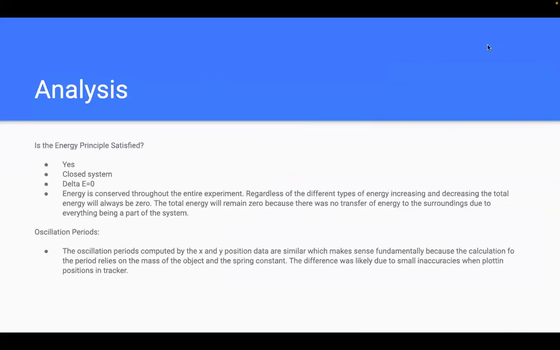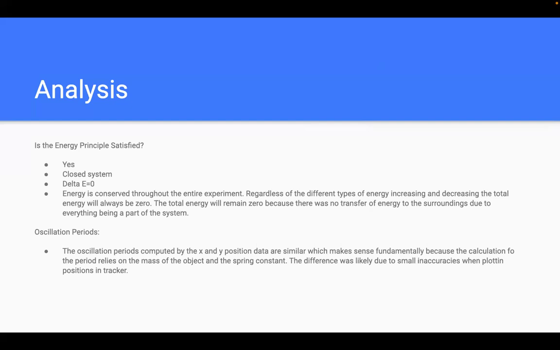Here's the analysis. Is the energy principle satisfied? Yes, it's a closed system. Delta E is equal to 0. The energy is conserved throughout the entire experiment. Regardless of the types of energy increasing and decreasing, the change in total energy will always be 0, because there is no transfer of energy to the surroundings due to everything being a part of the system.